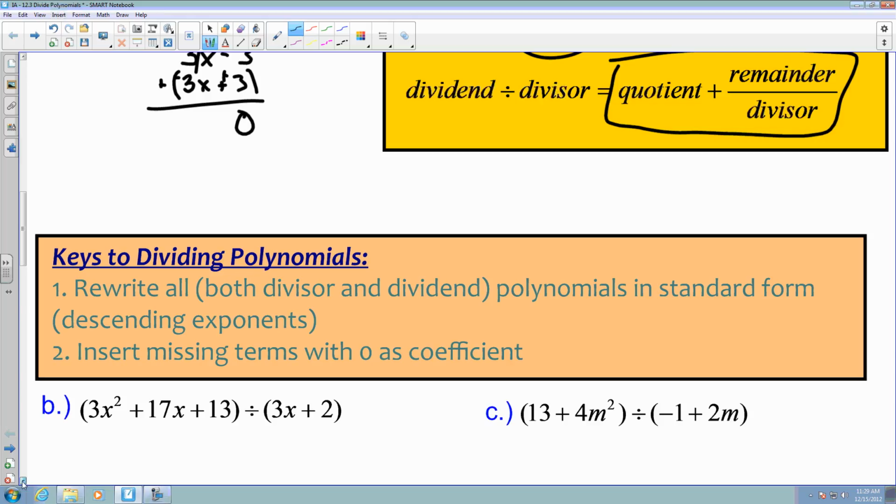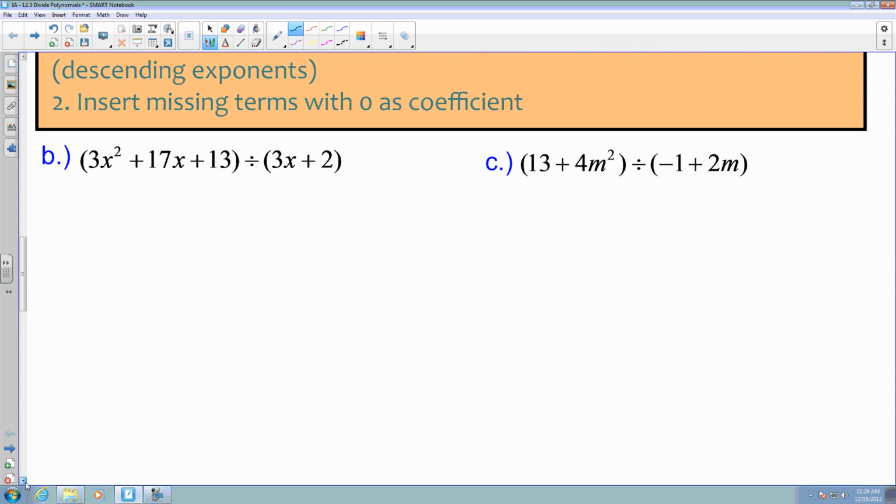Second thing you have to keep in mind is you must insert missing terms with 0 as a coefficient. So I'll show some examples of these, and hopefully you'll get a better understanding of those two keys. Okay. So let's look at B.